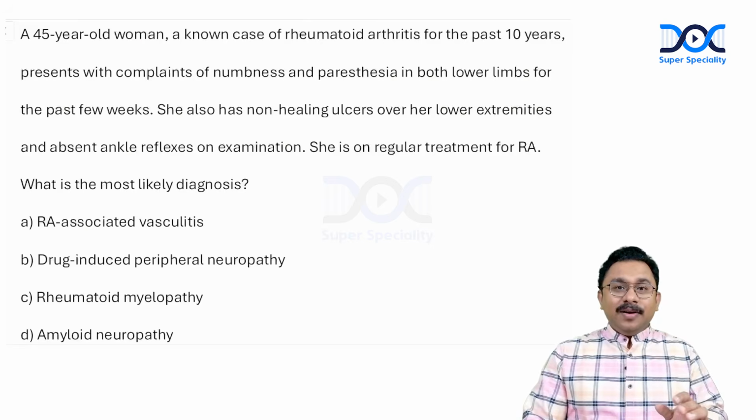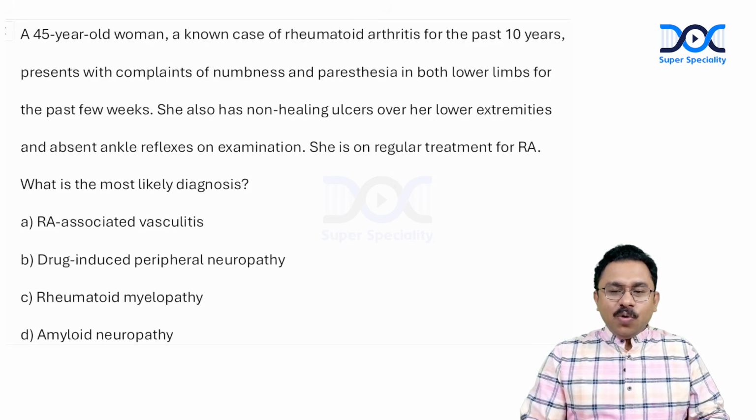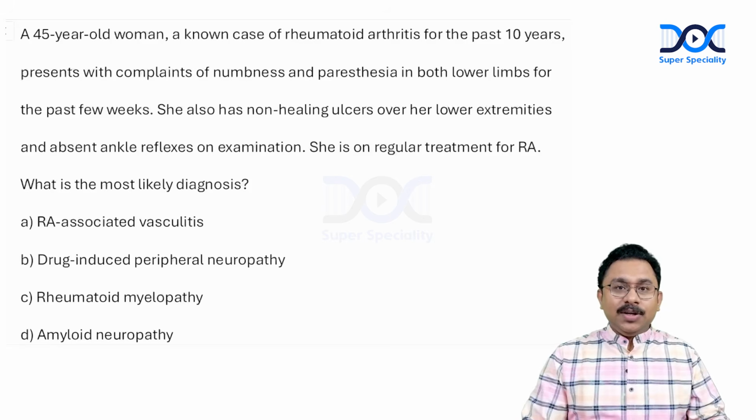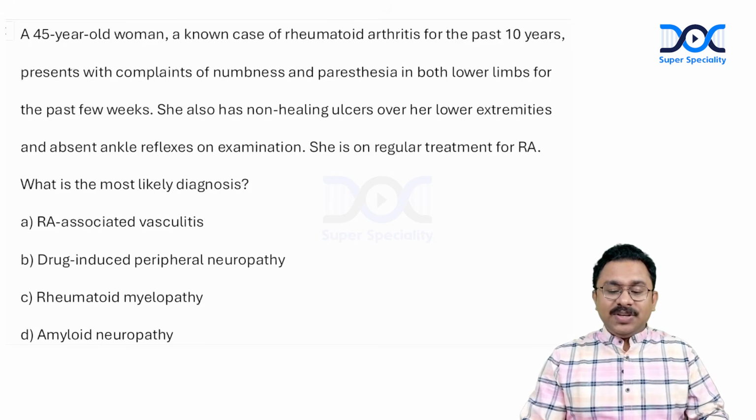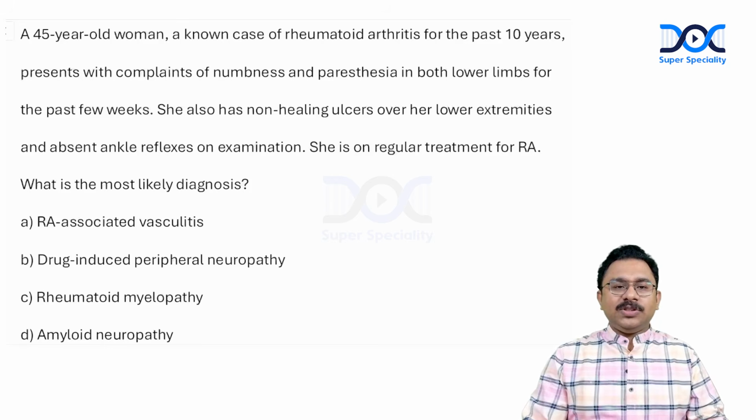A 45-year-old woman, a known case of rheumatoid arthritis for the past 10 years. So, long standing rheumatoid arthritis. Patient presents with complaints of numbness and paresthesias in both lower limbs for the past few weeks. She also has non-healing ulcers over the lower extremities and absent ankle reflexes on examination. She is on regular treatment for rheumatoid arthritis. What is the most likely diagnosis?